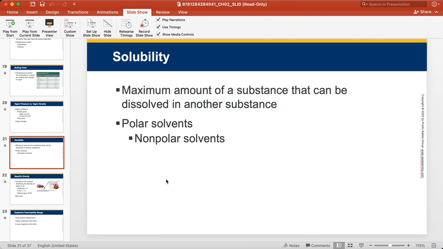So that's solubility. Solubility is the maximum amount of material that can be mixed in a given thing, whether it's water, whether it's a petroleum-based solvent or whatever it is, okay? And then we're going to talk about polar solvents and non-polar solvents.